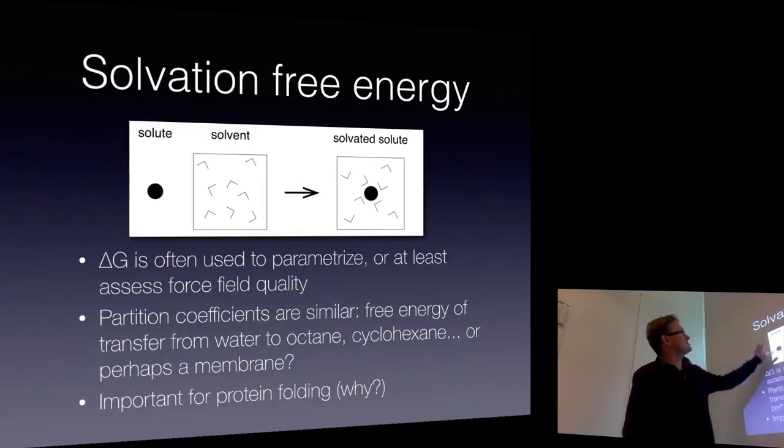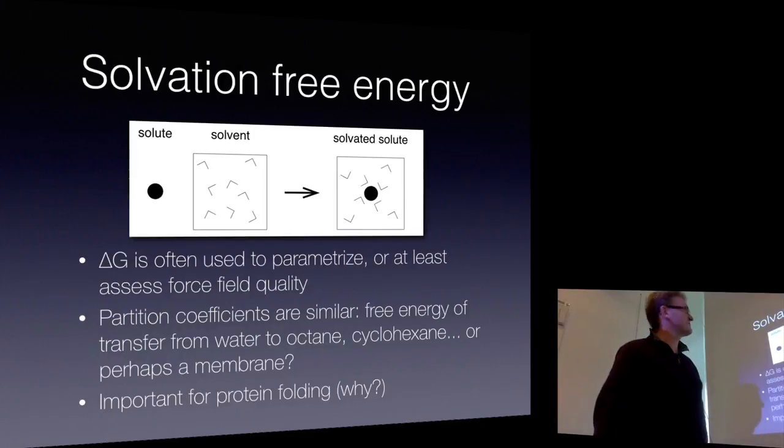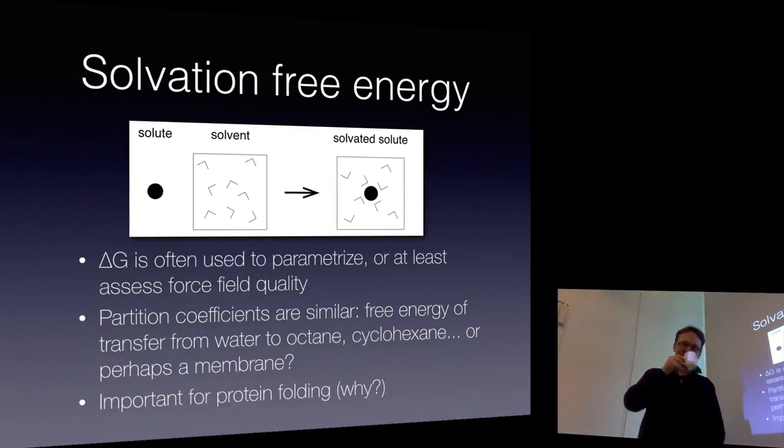In principle, we might want to study how expensive it is to insert something in water or a membrane or whatever. I've drawn the solvent as water, but in principle, this could be anything. This is also important for protein folding. Why? We talked about that a lot in the course, but not from the concept of free energy, perhaps. So this is the free energy of solvation. If it's good to solvate something, that is going to love to be on the surface of a protein. If it's expensive to solvate it, it's going to be buried on the inside. So that's why it's related.